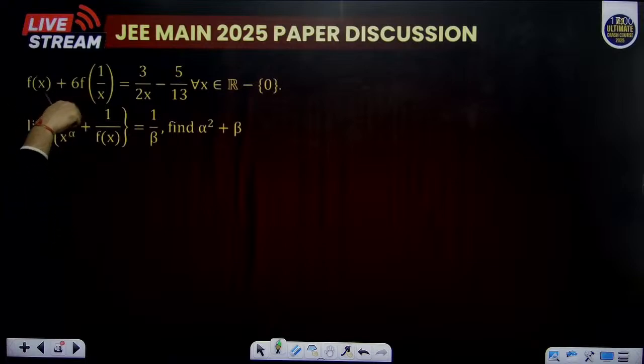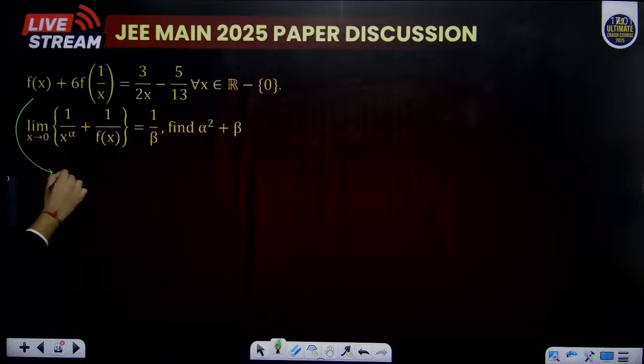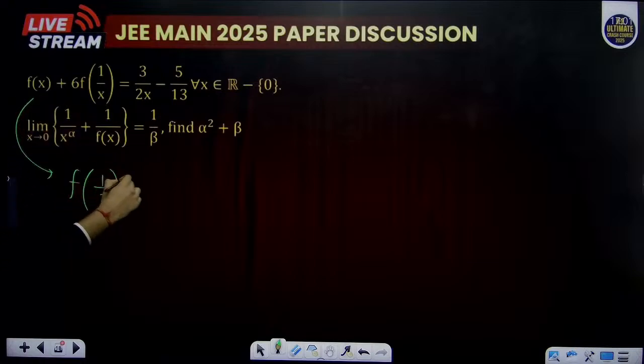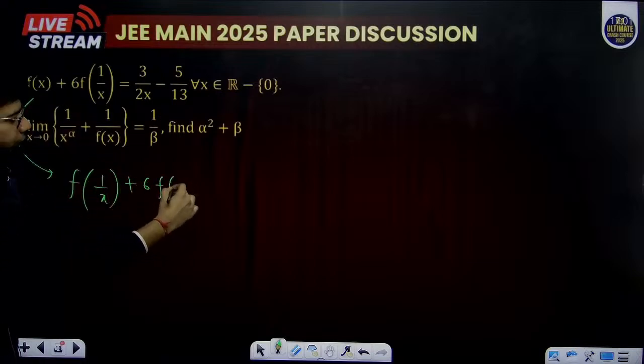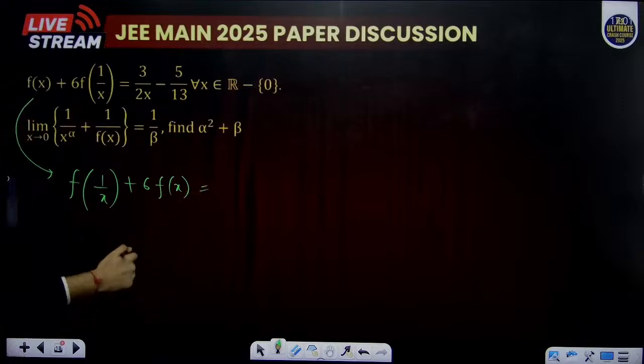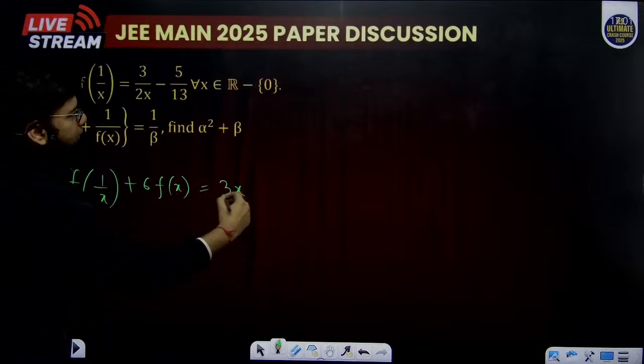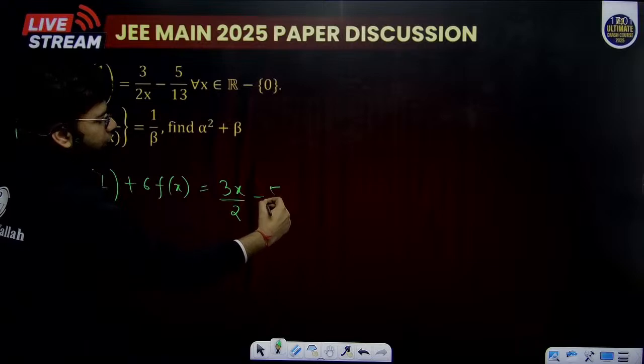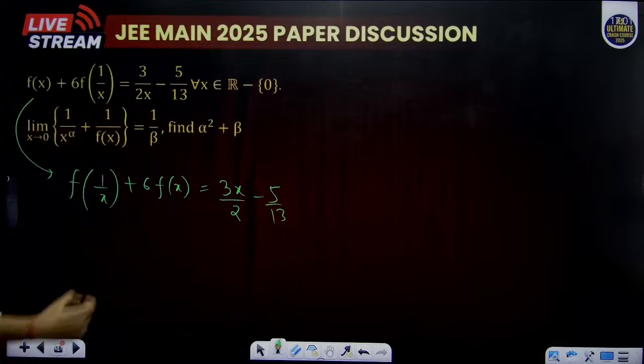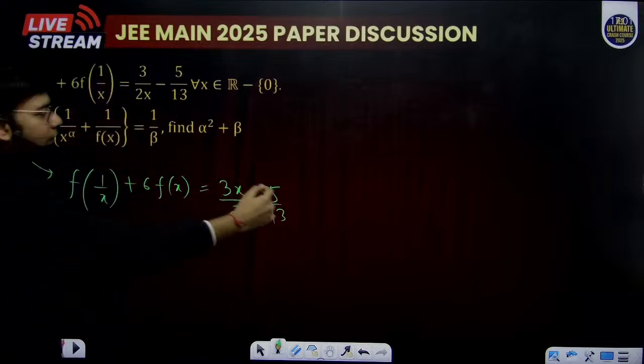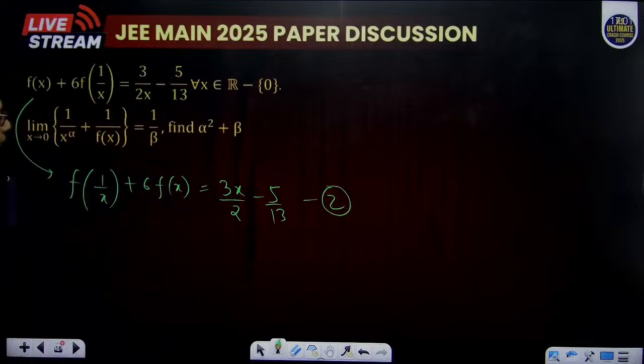So f(x) is given, f of 1 by x is given. So by default, this should click in your mind: replace x with 1 by x. So f of 1 by x plus 6 times f(x) will give me 3x by 2 minus 5 by 13. So this is my first equation. This is my second equation.